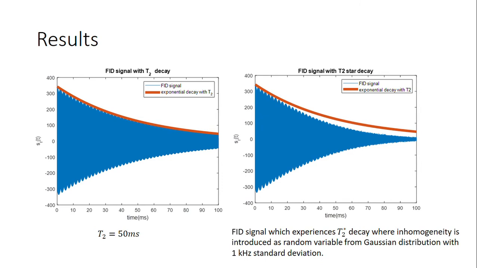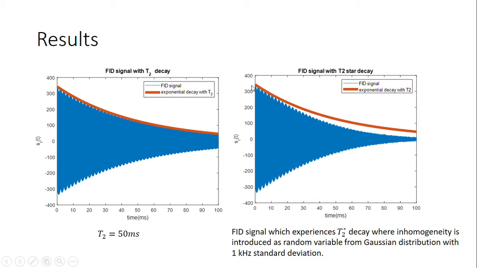And the results, in the first plot, the FID signal only experiences T2 decay, and as you see, the envelope of the signal is coherent with the exponential decay with T2. In the second plot, I introduce inhomogeneity from a Gaussian random variable with 1 kHz standard deviation, and as you see, the decay is faster than T2. It is because of phase distortion within the voxel. Since every spin experiences a different phase, the coherence quickly disappears and the signal decays faster.